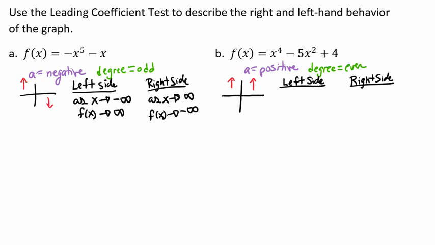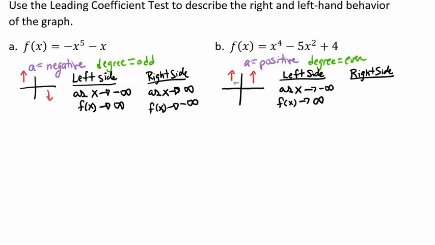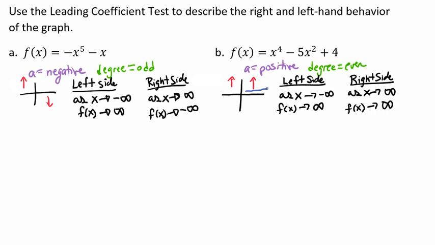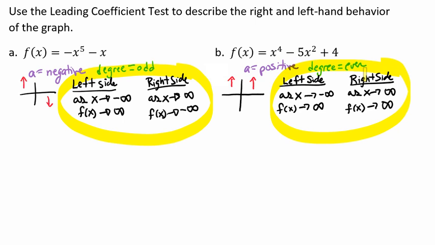So how do we word that? For the left side, we would say that as x is approaching negative infinity, f of x is approaching positive infinity. Remember, we're just describing the end behavior, not what's happening between the two ends. For our right side, we would say that as x is approaching positive infinity, f of x is approaching positive infinity. And those would be considered our answers. That's how we would describe the right and the left-hand behavior of our graphs.